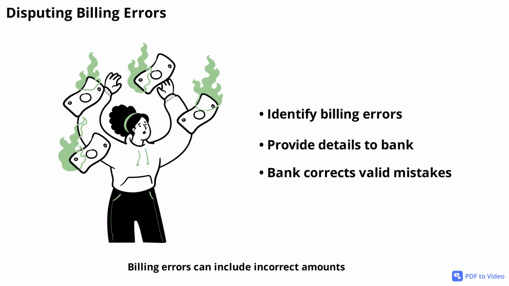Billing errors can include incorrect amounts, charges for items you didn't buy, or charges for goods not received. The Fair Credit Billing Act gives you the right to dispute these errors. Provide your bank with all relevant details and documentation. The bank will investigate and correct any mistakes if your claim is valid.